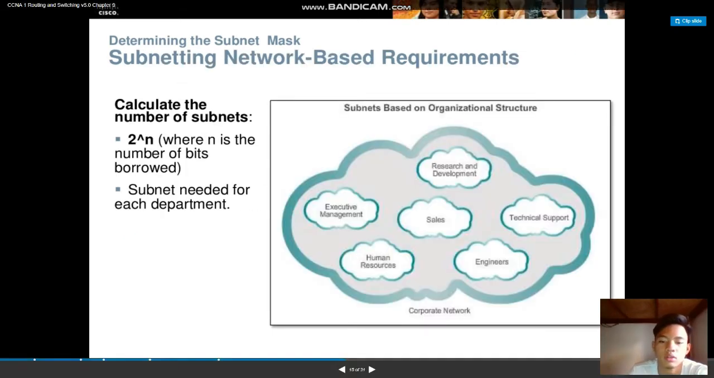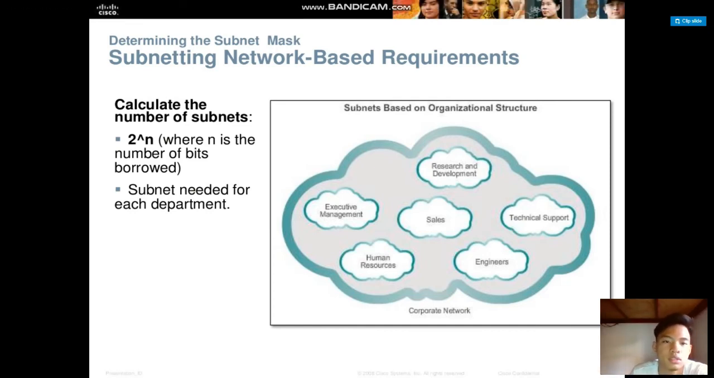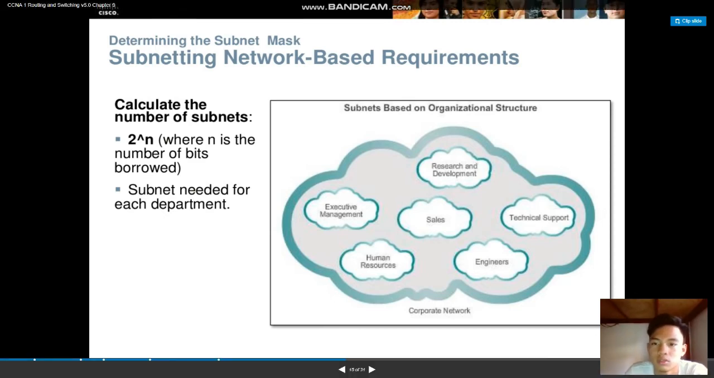Subnetting a network based on requirements. Calculate the number of subnets. Subnet based on organizational structure, such as research and development, sales, etc. So 2 raised to n, where n is the number of bits borrowed, and a subnet is needed for each department.